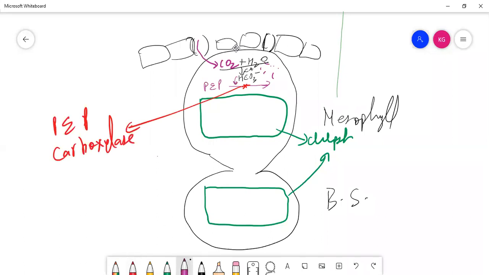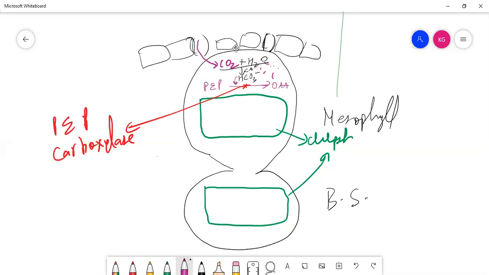And finally, what do we get? Finally, we get a 4 carbon compound, which is oxaloacetic acid. So this is the first reaction. And the first compound which is formed is oxaloacetic acid, which is a 4 carbon compound. And that is why we call it C4 cycle. Because the first compound which is formed is a 4 carbon compound. So this should be very clear that the substrate for this enzyme is not CO2. The substrate for this enzyme is bicarbonate ions. But the substrate for Rubisco is CO2.